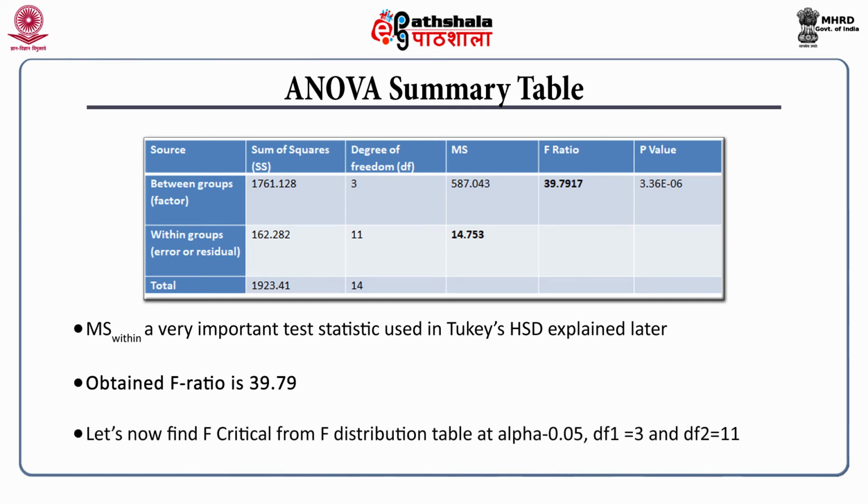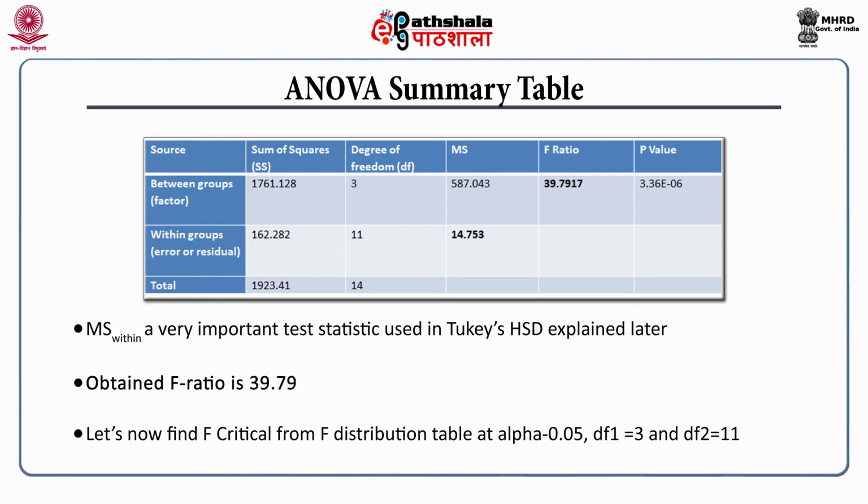As in the case of other tests of significance, we have to find F critical from the F distribution table and then compare that F critical value with the obtained F ratio to see which is higher, right? To calculate the F critical, we have to look up the F distribution table for alpha 0.05. In the case of the F distribution table, there are multiple tables, one for each alpha. So we have to check a specific table for alpha 0.05, and look at the degrees of freedom 3 and 11. So df1 is 3, df2 is 11.